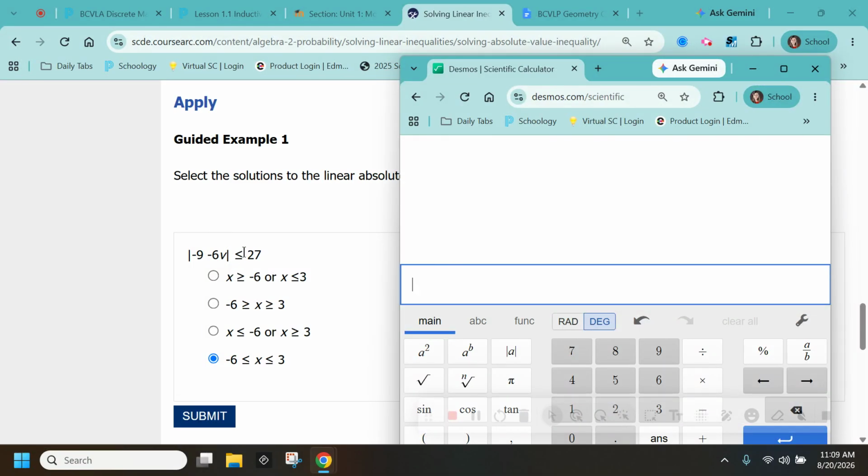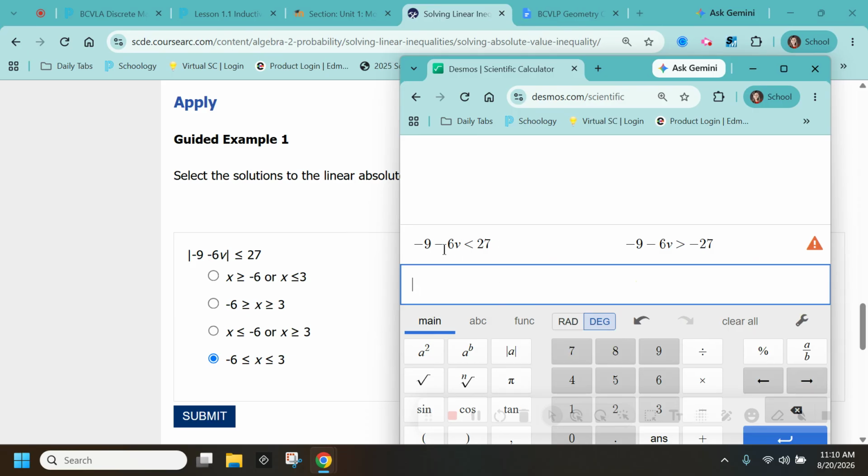All right, so since this is less than, I am going to first start by just rewriting what I have without the absolute value. And then my second one is going to be: flip the inequality symbol, and change the sign on the constant. Okay, and now we solve both of these inequalities.